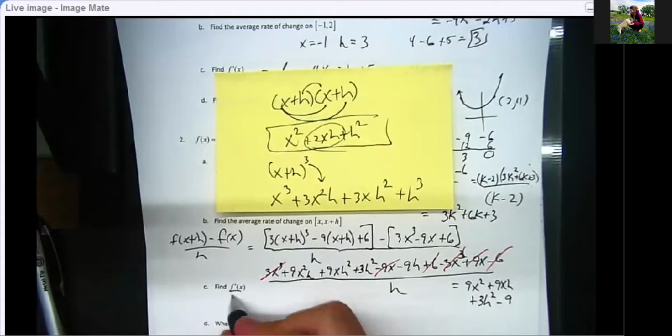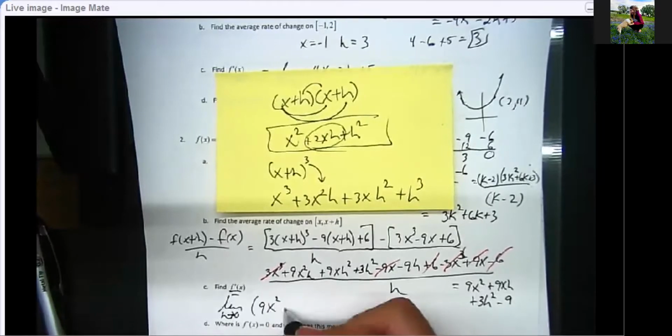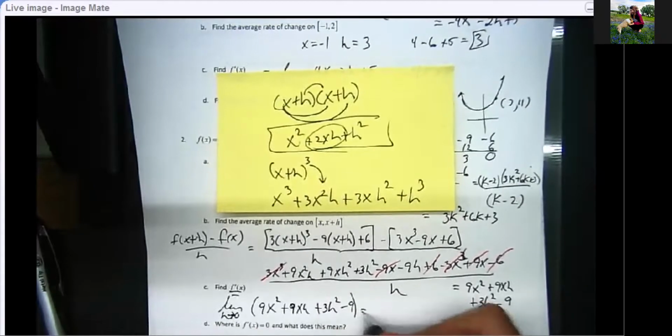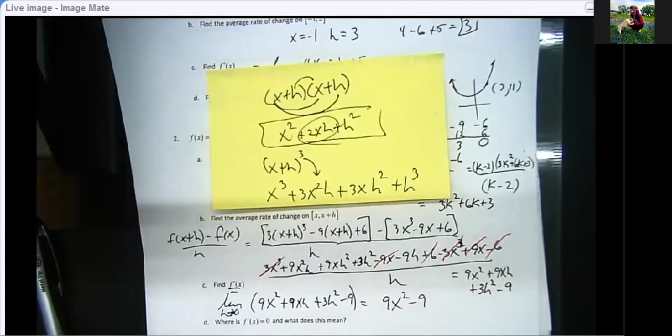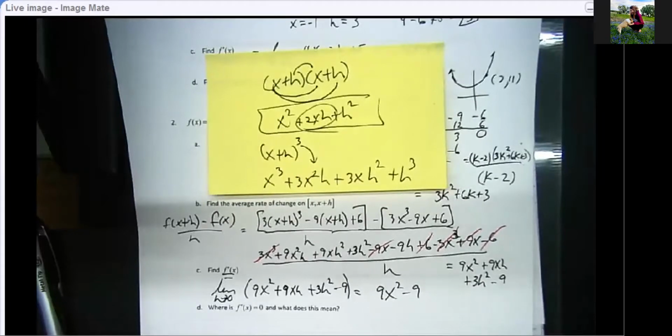So f prime of x just takes the limit as h goes to 0 of that stuff. And I heard Raj say, oh, it's just 9x squared minus 9 because what did we do to all the h's? We set them equal to 0. We made them go away because we can now, because we simplified that denominator.